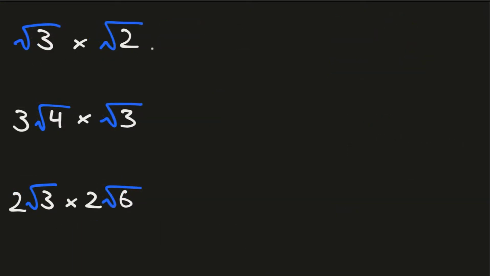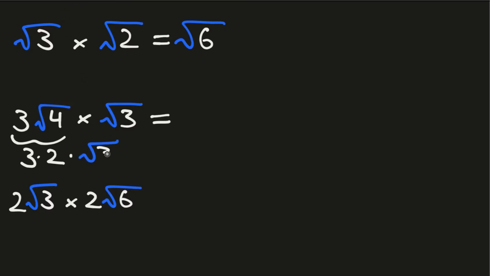We have the square root of 3 times the square root of 2. Using our properties, we know that this is simply the square root of 6, as 3 times 2 equals 6. And here, we know that 4 is a perfect square, and that the square root of 4 would simply be 2. So 3 times 2 times the square root of 3, which cannot be simplified, meaning that 3 times 2 is 6, and the square root of 3 is the square root of 3. So our answer is 6 times the square root of 3.